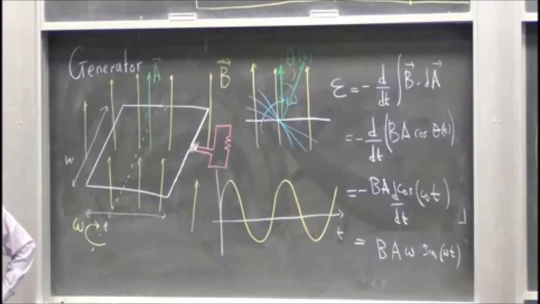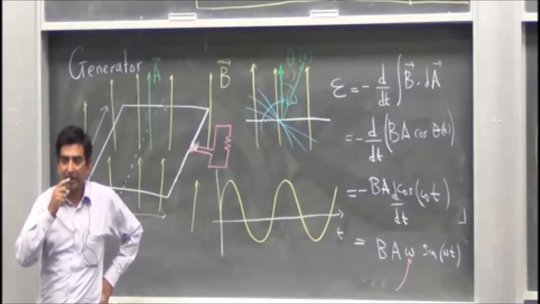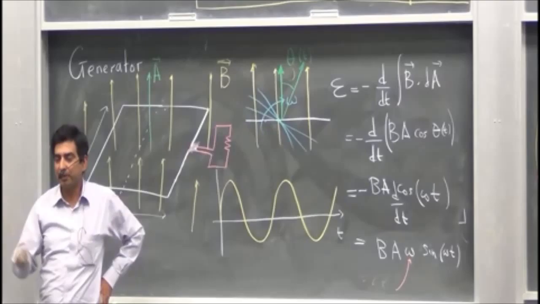So this EMF is generated again because of the Faraday effect, because of one of the four Maxwell's equations. And we know that without the generator we can't live. Also remember, this factor of omega determines how big an EMF you generate. You rotate the coil faster, you get a bigger EMF.